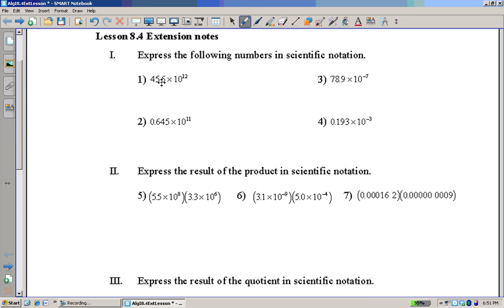Notice that the decimal point is right here. That's not where it needs to be. We need to have one non-zero digit to the left of the decimal for it to be properly in scientific notation. So we're going to move this to the left just one place, and of course that means this goes up. So it's going to be 4 and 56 hundredths times 10 to the 13th.